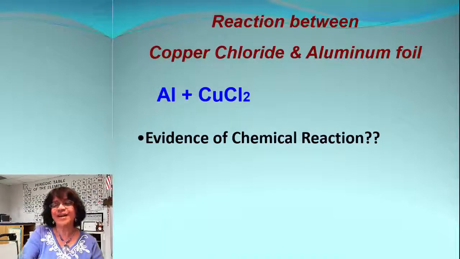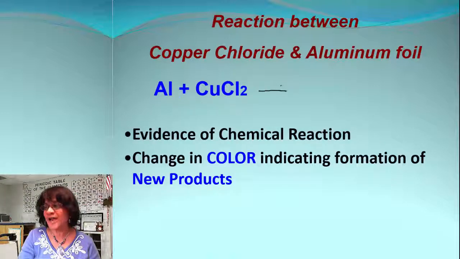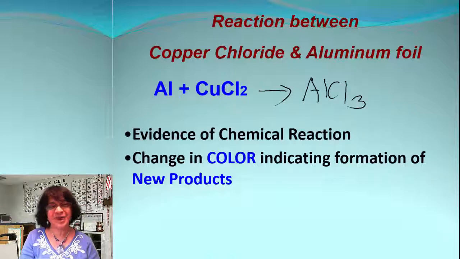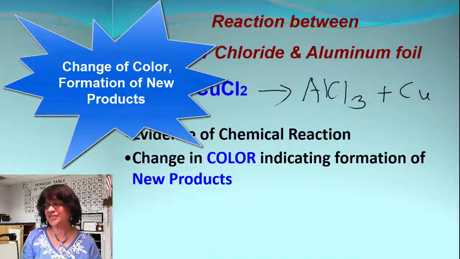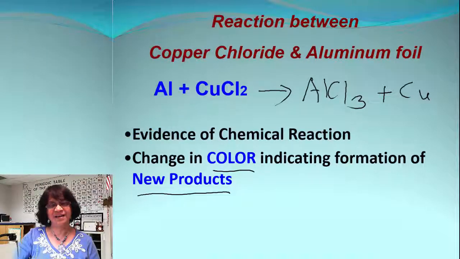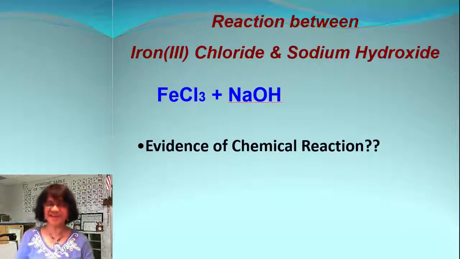So we're going to see what exactly happened in the reaction. In this reaction, both aluminum and copper chloride will react, and we are going to get a compound which is AlCl3, aluminum chloride, and then the copper will precipitate out, and we're going to see the copper separately there. Anyway, the color of the reaction will be changing, and that is the indication of forming a new product. All right, are you ready for the next reaction?